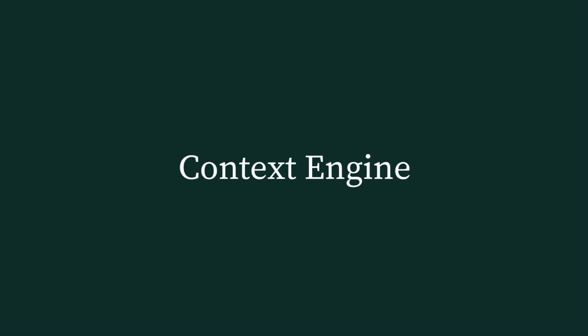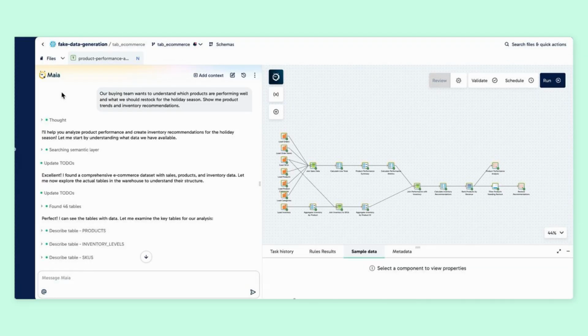Context Engine is the newest feature for Maia, which builds a living map of your business logic from your data warehouse structures and relationships. This map enables Maia AI agents to naturally speak the language of the business and build highly accurate data pipelines.